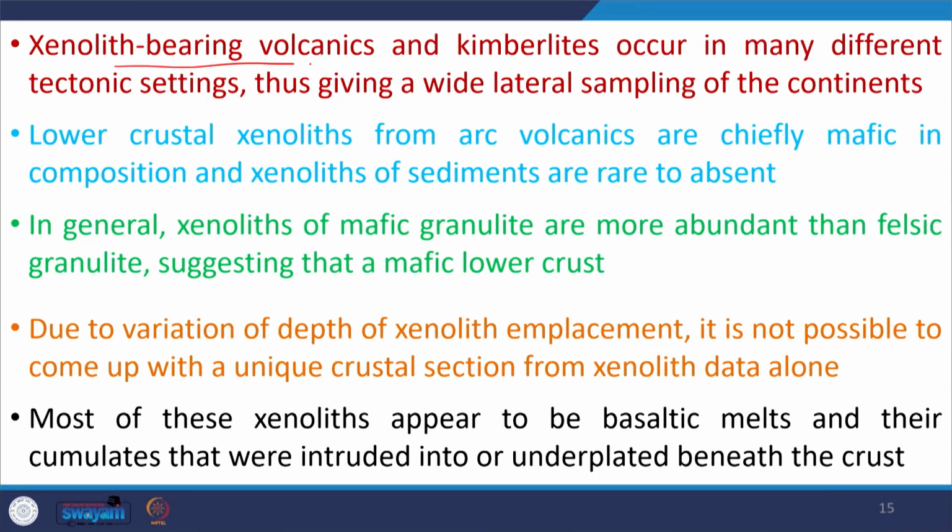Xenolith-bearing volcanics and kimberlites occur in many different tectonic settings, thus giving a wide lateral sampling for the continents. So, we have xenolith-bearing volcanics and we have kimberlite. We know kimberlite is of deep mantle origin. Once the kimberlite is emplaced, there is a high chance that it will pick up rock fragments on the way. So, deep crustal rock fragments are very common in kimberlitic magmatic emplacements, and these provide direct evidence of the lower crustal composition.